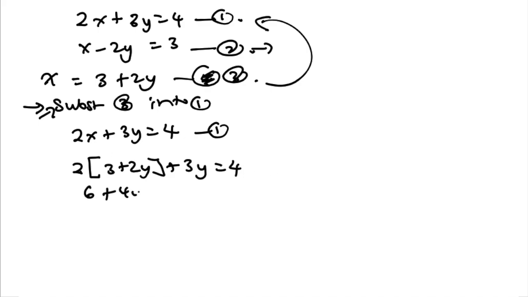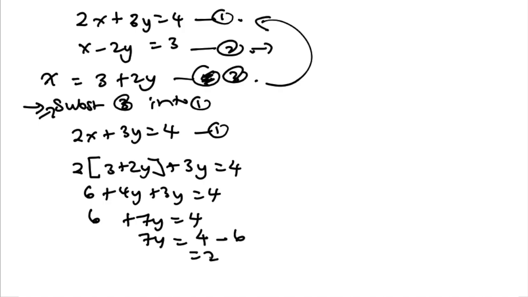6 plus 4y plus 3y equals 4. 6, plus 7y equals 4. 7y equals 4, bring 6 to the right hand side. So you have 7y equals minus 2. And then y here is minus 2 over 7.